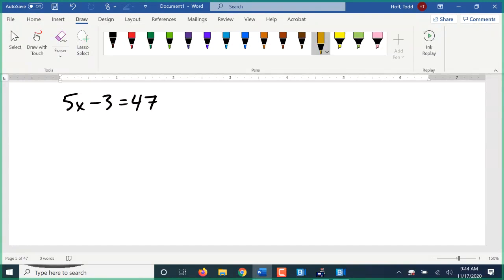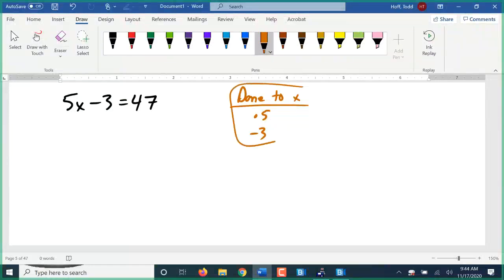So, we find our equal sign, we find where the variable is. What was done to x to build this is it was multiplied by 5, and then 3 was subtracted from it. Now, I'm not going to keep doing this. It's probably the last time you'll see me do this, except for maybe during review later on.